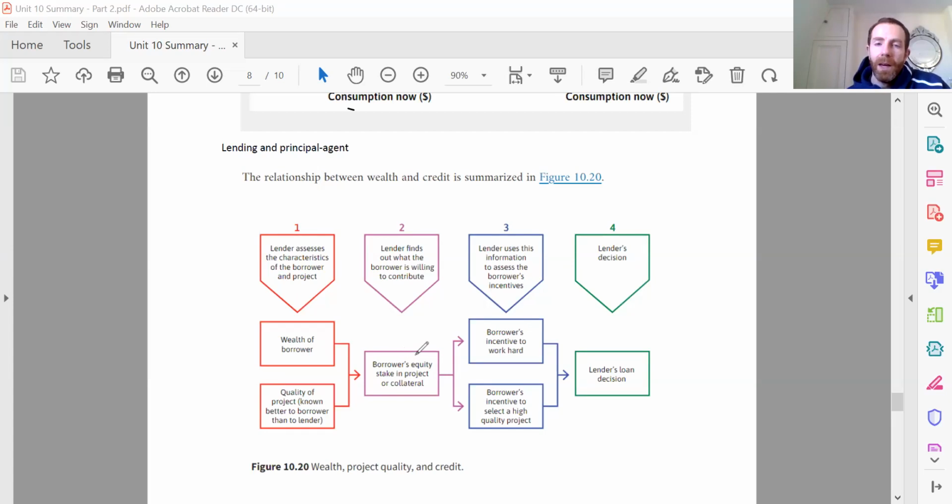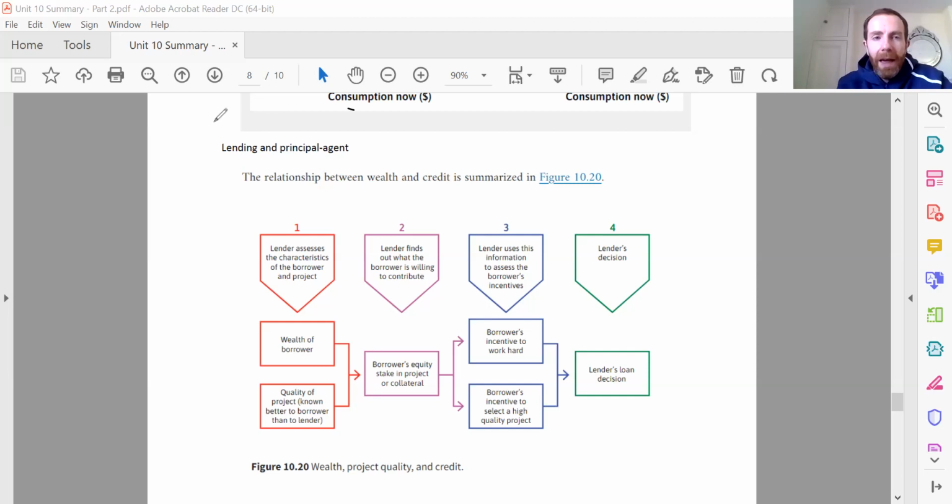loan. And on the basis of these things, the lender assesses the borrower's incentives, like how strong an incentive do they have to work hard? If the project is likely to succeed, maybe the borrower is going to work hard to make that happen. And then also, has the borrower picked a high quality project? Again, this information about how much the borrower is willing to put in will give them an indication of these things. And on the basis of this, the lender has to go and make a decision.